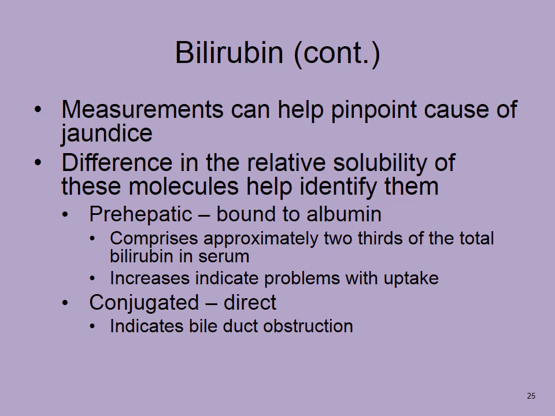Conjugated bilirubin is measured directly, and if it's high, it indicates bile duct obstruction. So the bilirubin's making it into the liver, it's getting conjugated, ready to be secreted or eliminated from the body, but for some reason it's not making it through that biliary tree. So if we have increased blood conjugated bilirubin, there's a problem getting the bile out of the liver.